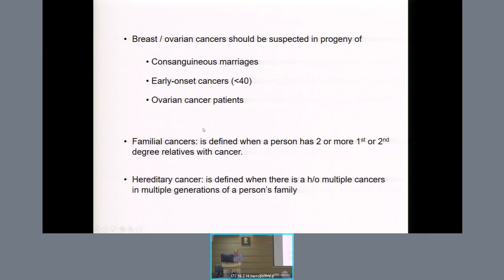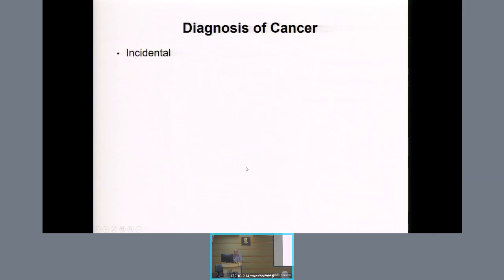Now, there are two terminologies: familial cancer and hereditary cancer. Just remember the difference. Familial cancer is defined when a person has 2 or more first or second degree relatives with cancer. And hereditary cancer is defined when there is a history of multiple cancers in multiple generations of a person's family. I discussed how it is diagnosed.